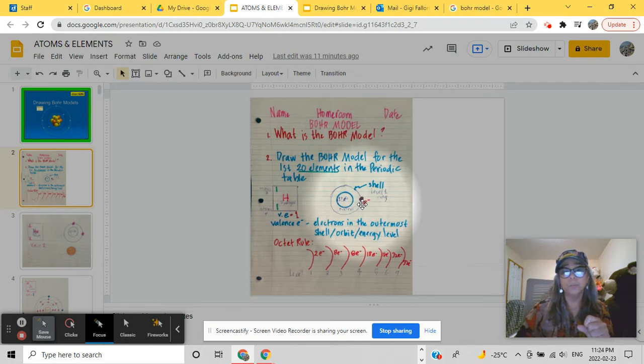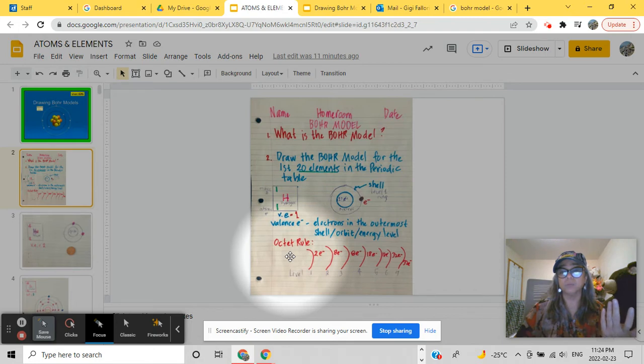So the idea of valence electrons was also mentioned, right? It says here, electrons in the outermost shell, orbit, orbital, energy level, right? And how many do you see here? Only one. So one there. VE, or valence electron, is now equal to one.